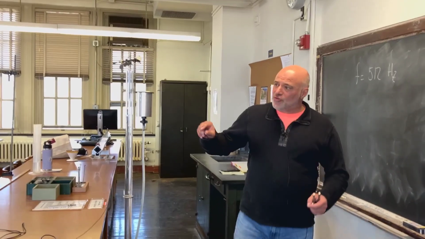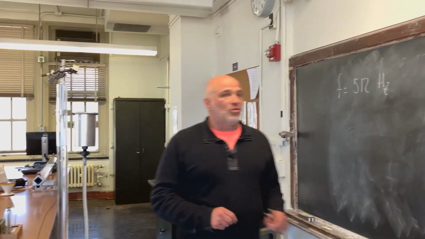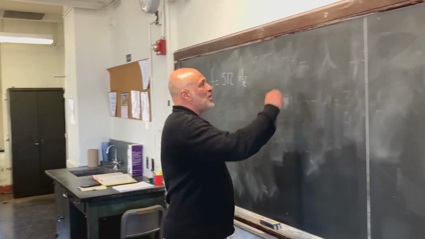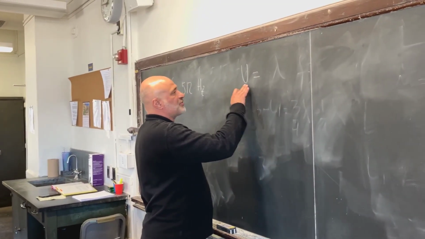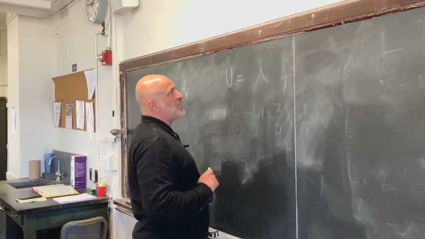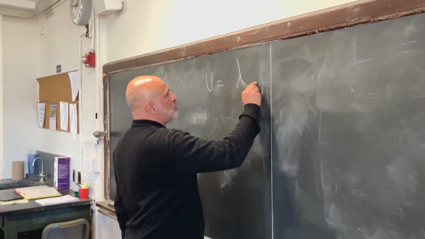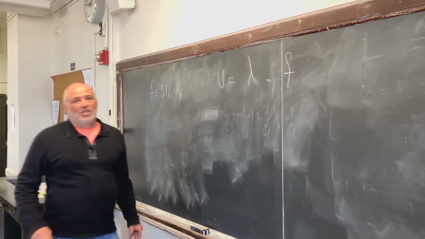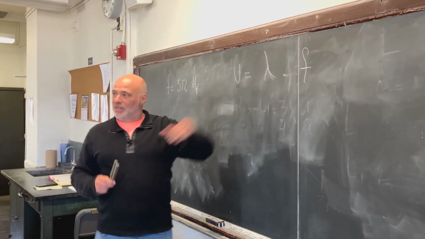So by measuring the length of air columns where the resonance occurs, we are able to determine the wavelength lambda. And since we know the frequency, we can determine the speed of sound v using the wave speed equation that says that v is equal to the wavelength times the frequency. So now, how are we going to determine the wavelength?